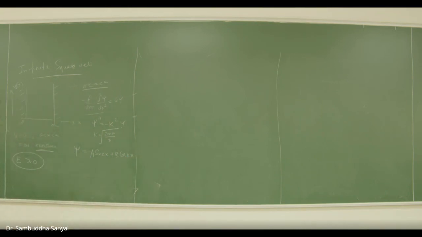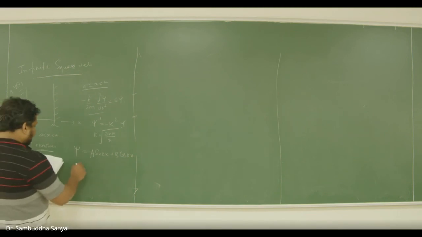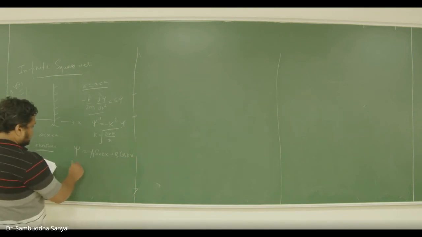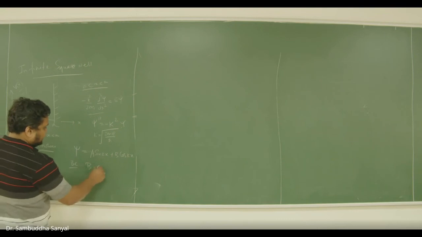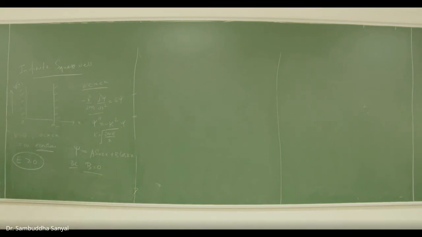A sin kx plus B cos kx is the solution, and it must satisfy the boundary condition. So B must be 0. You cannot have the solution finite here. Since the potential is infinite, that means there cannot be a solution here. Now it has to be continuous, so it is 0 here. So here it must go to 0. So B is 0 from the beginning.